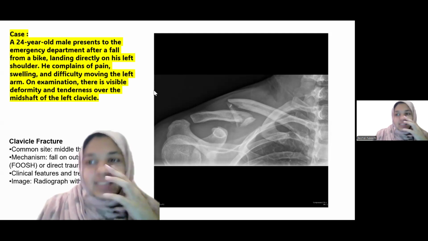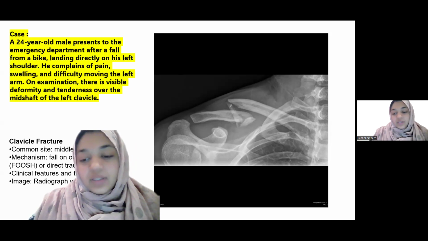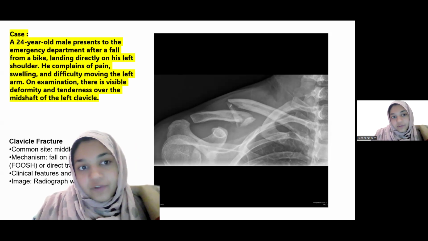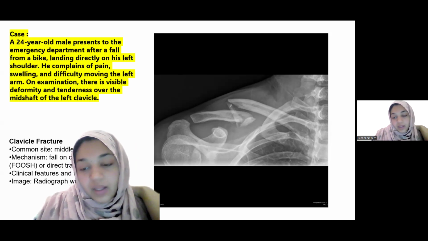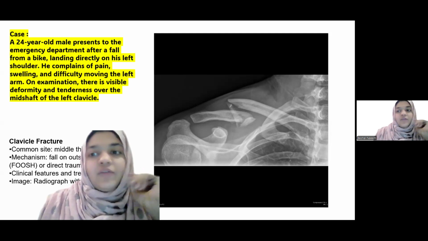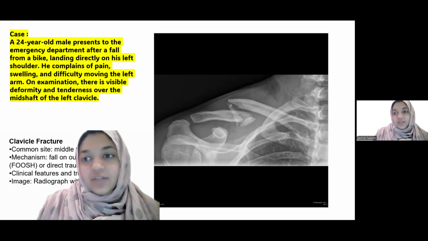So now, we use a sling as a treatment mostly, and we give this specific kind of figure of eight bandage for the clavicle fracture. Now, when do we give ORIF? And by the way, what is ORIF? I'll be saying ORIF a lot in this lecture. ORIF is basically open reduction and internal fixation.